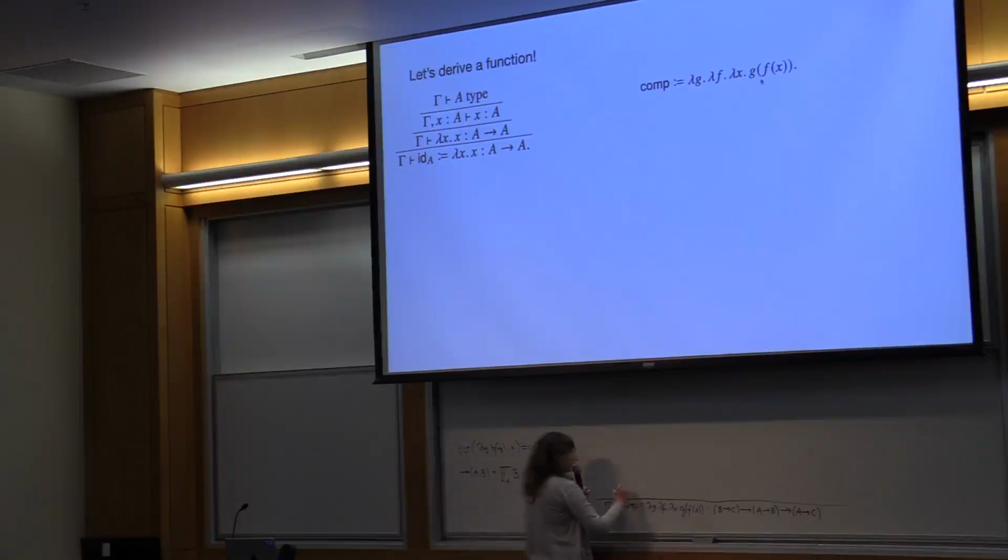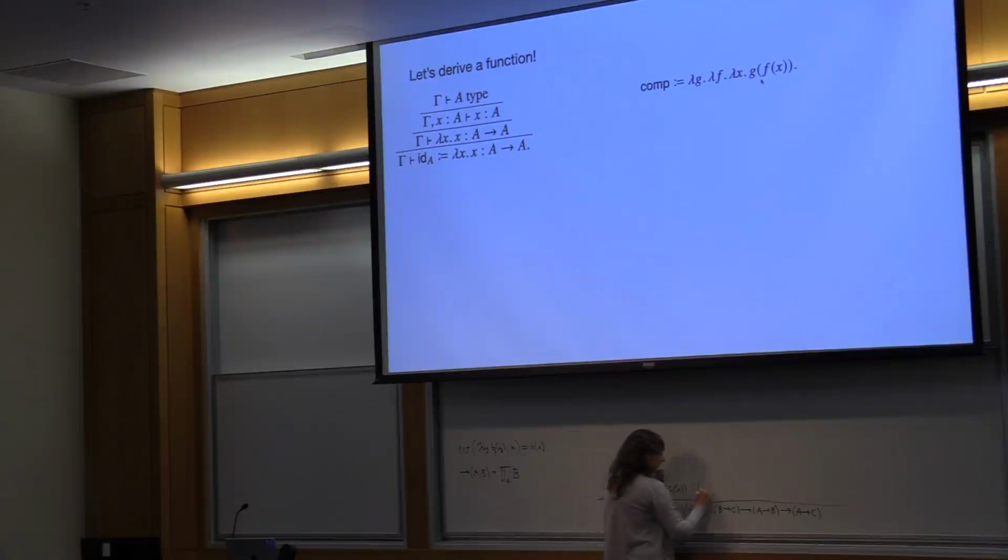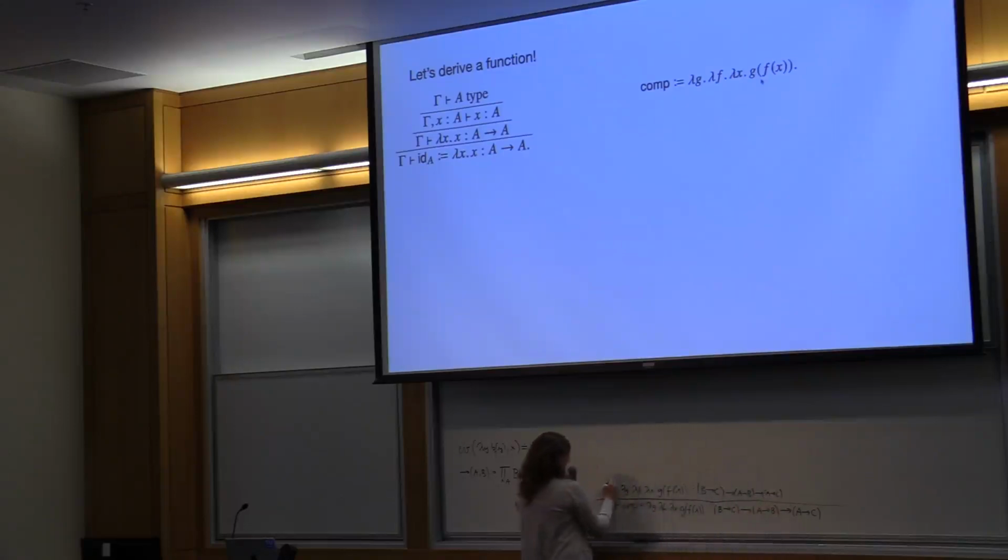Well, this one was a definition, so this is really easy. So while I'm just writing the same thing without the comp colon equals, you can think about what the next step should be, and the last row will not see this because it's way too small. So lambda g, lambda f, lambda x, g of f of x, type B to C, A to B, A to C. What is the next step?